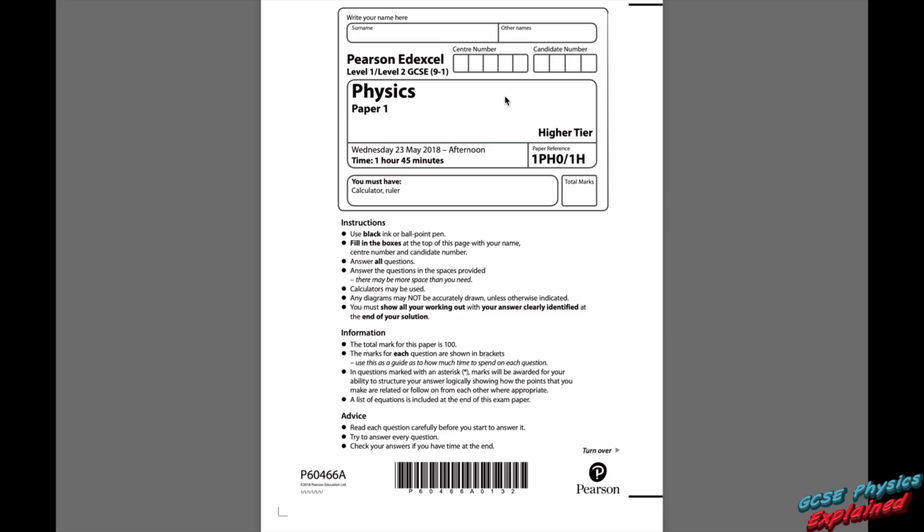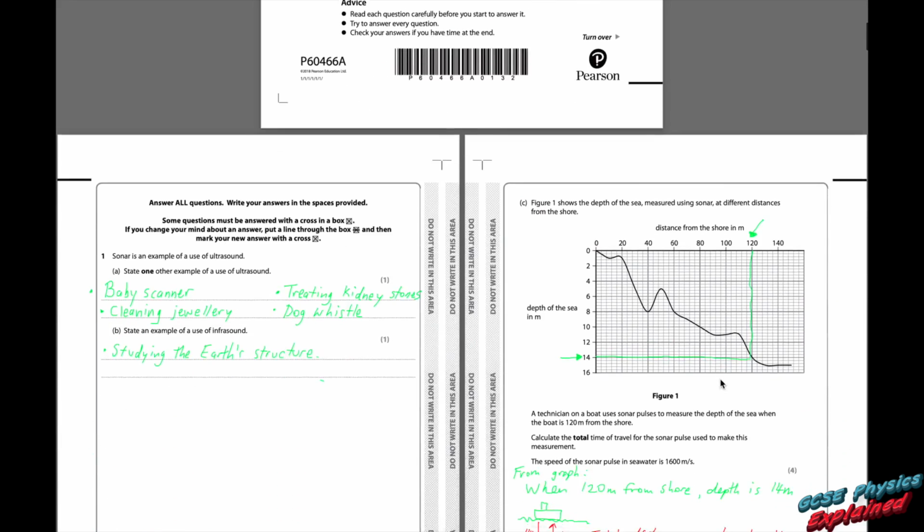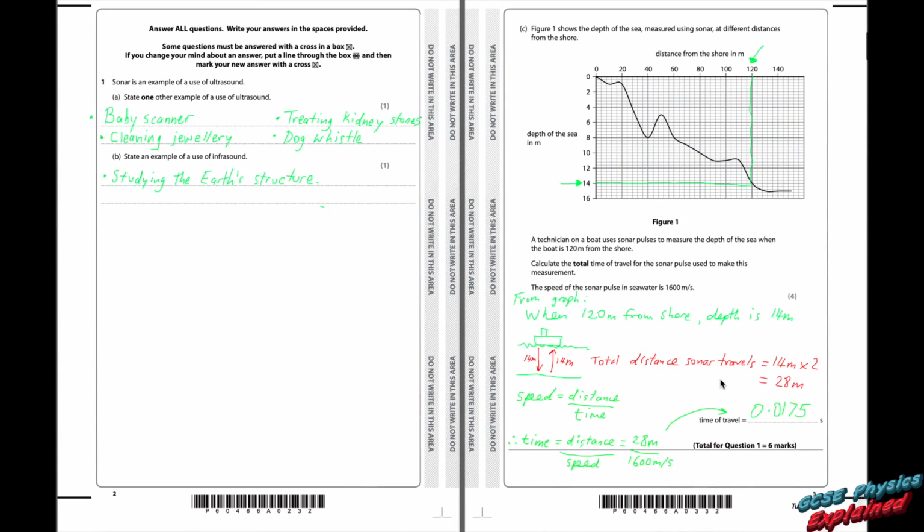Let's get some physics done. This is an Edexcel paper. It's physics triple, paper 1, the higher tier, and it's 1 hour 45 minutes worth 100 marks. Now you can see here that I've already put all the answers in, so if you didn't want all the extra explanations to go with each answer, you can just skip each time I turn to a new page.